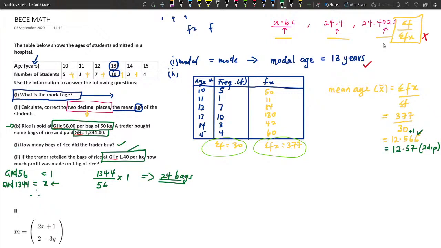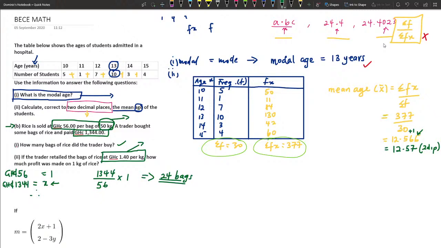If the person is selling this per kilo, then let's look at the retail price of a full bag. 1 kilo is being sold at 1 cedi 40 pesewas. A bag of rice is 50 kilos. For this particular rice, the bag is 50 kilos. So 50 kilos should give us what? That's what we need to calculate.